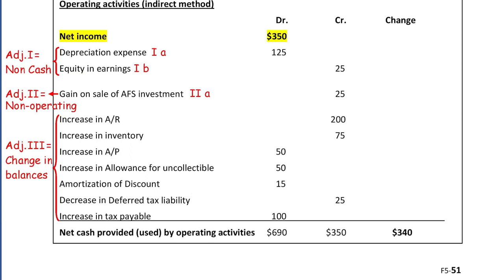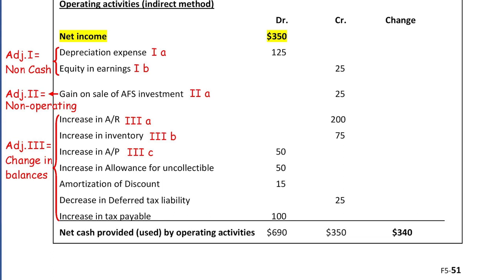For increase in accounts receivable, write 3A. Now 3A was a debit on the T account and hence it's a credit on the cash flow statement. Increase in inventory, write 3B. Again, that was a $75 debit on the T account, hence it's a credit 75 here. Increase in accounts payable, write 3C. That was a credit on the T account, therefore it's a debit here.